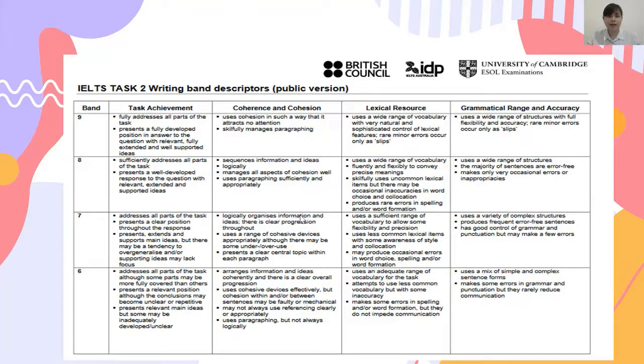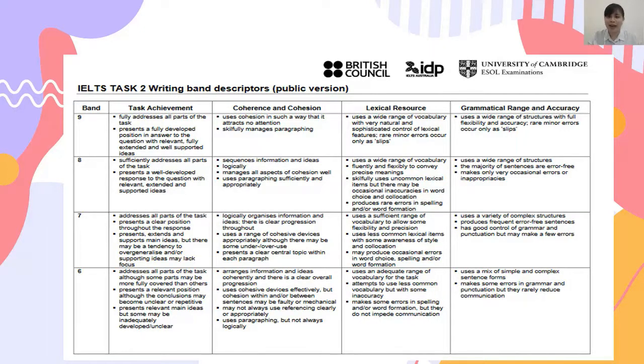In the scoring rubric, there are 4 aspects that will be scored. The first one is task achievement. It deals with whether you have answered the questions correctly and met minimum word requirements. Coherence and cohesion is the unity of your essay.